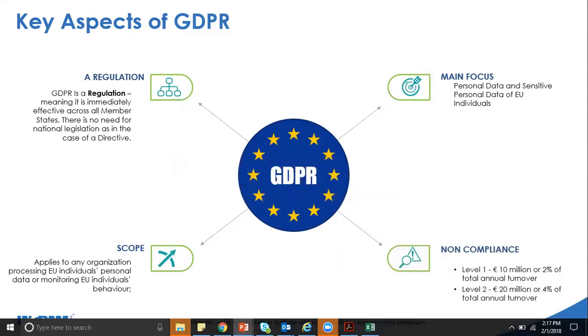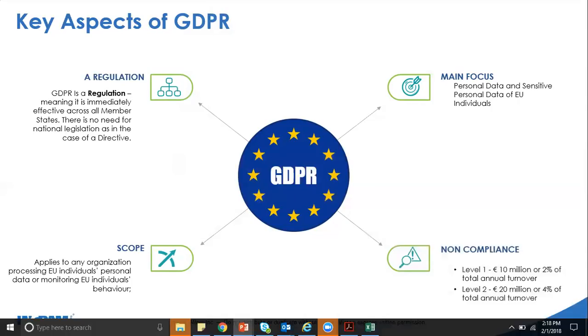On the right side, you see the main focus of GDPR really is on what we call personal data and sensitive personal data of European Union individuals. So what do I mean by personal and sensitive personal data? The definition given by GDPR is that personal data is any information that pertains to an identified or identifiable natural person. This means any data that can directly or indirectly relate to a person who is still living. Deceased individuals are not covered in GDPR. And for more critical pieces of data, we have a special category called sensitive personal data.